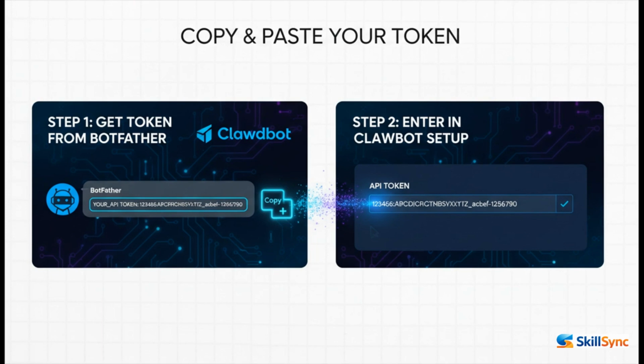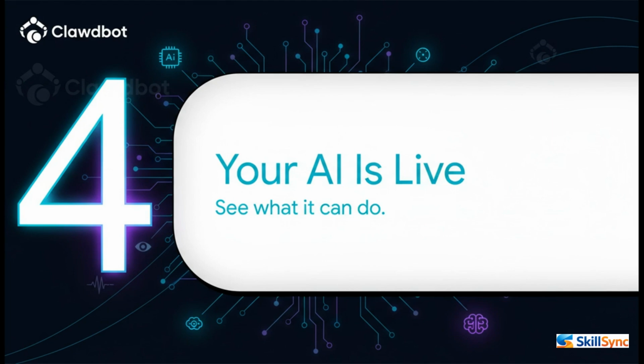BotFather is then going to give you this long, special piece of text called a token. You could just think of it as a secret password for your bot. All you do is copy that code and paste it right back into the Clawdbot setup when it asks for it. Easy. And just like that, you're done. Your personal AI assistant is officially live. So now, the really fun part starts. Let's check out what this thing can actually do for you.